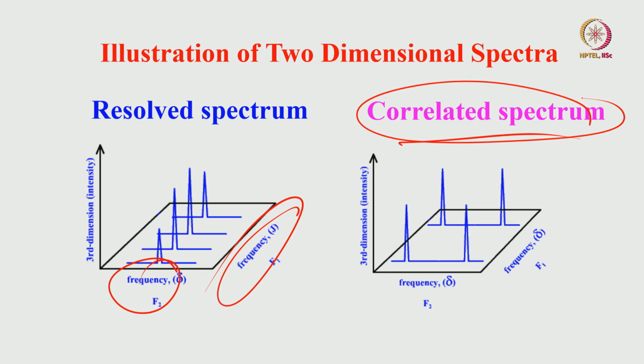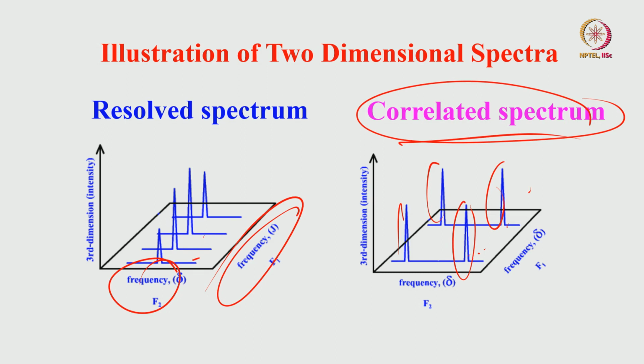What is the type of spectrum? You see, you are plotting the spectrum. This is called contour plots. No, I'm sorry, stack plots. You are plotting this 1-dimensional spectrum-like pattern in different stacks like this. Different stacks are there, stacked one above the other. This is called a stack plot.